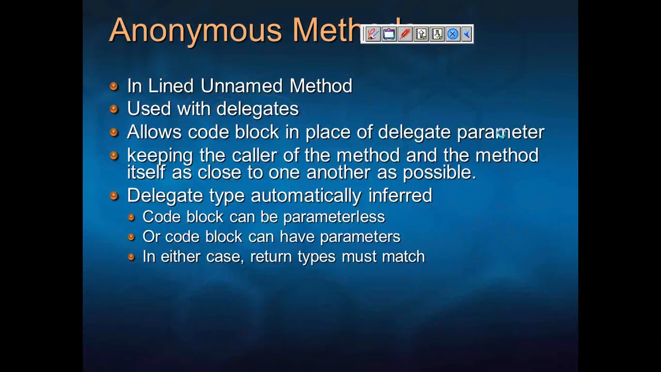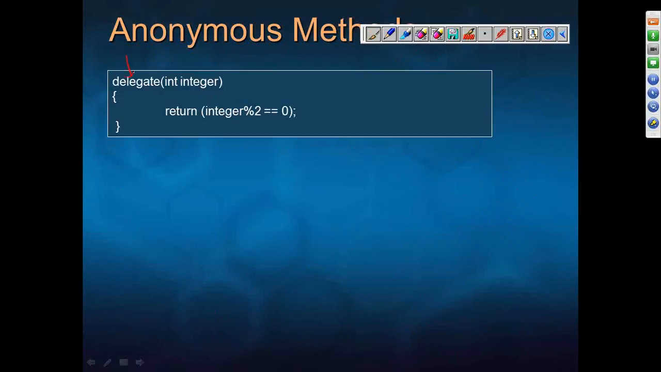Now we'll see how to write an anonymous method. This is how we write an anonymous method. So you can see there is no name. The method does not have a name. So we are using a delegate keyword, then input and then code in the method. So this is an anonymous method.